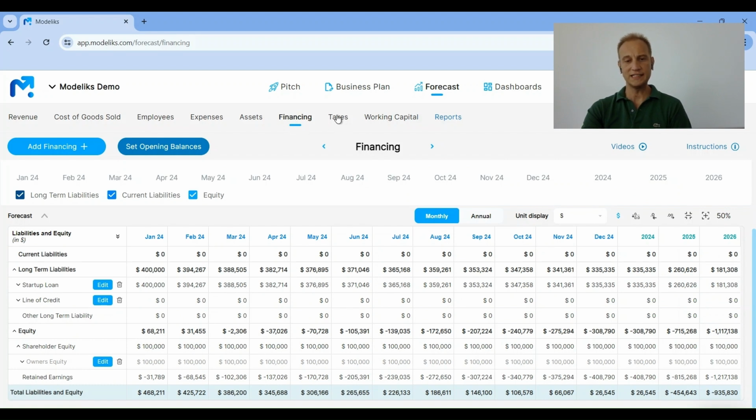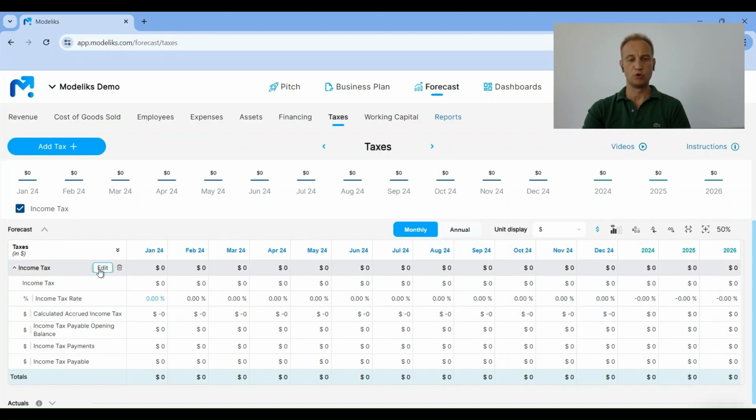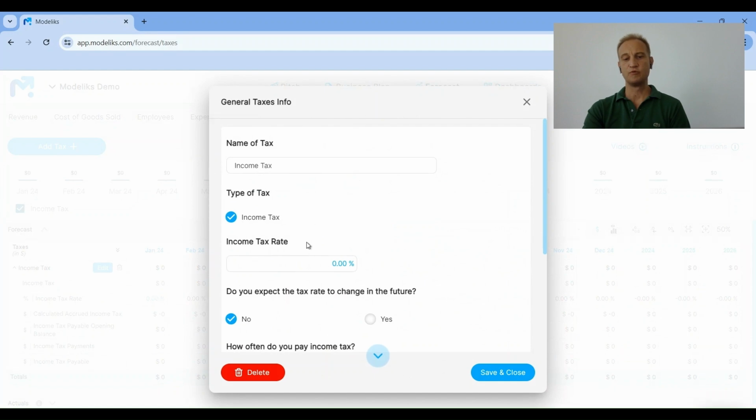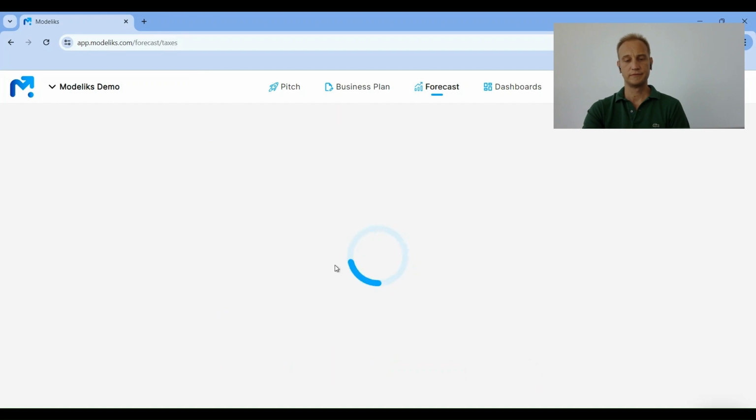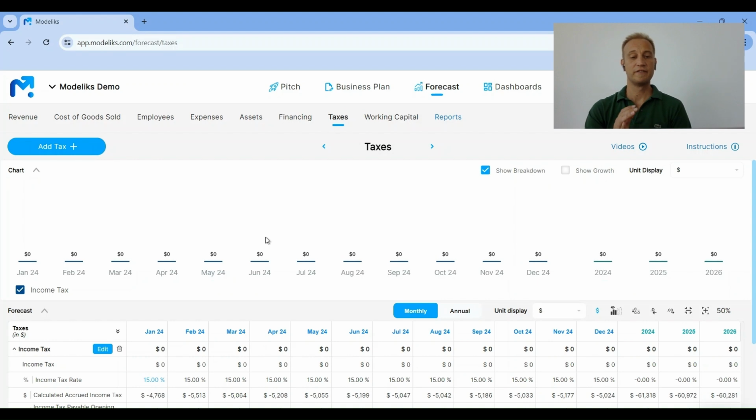section. We go into taxes. Usually, every country will have income tax. So we'll go into edit, and then the income tax will input the income tax rate for your country. Let's say this is 15%. That's it. Just that one input for income tax. We click Save and Close. And our income taxes have been calculated.